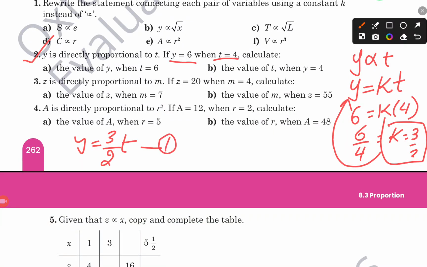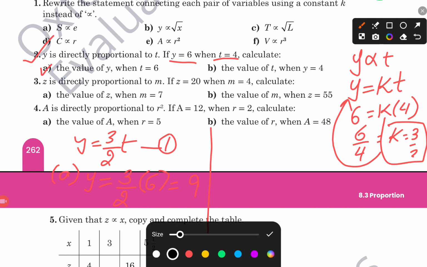After getting this equation by putting the value of the proportionality constant, we get the final equation for doing parts A and B of the question. Now we'll read part A, which is the value of y when t is 6. So 2 and 6 will cancel with each other. We will get the answer 9.